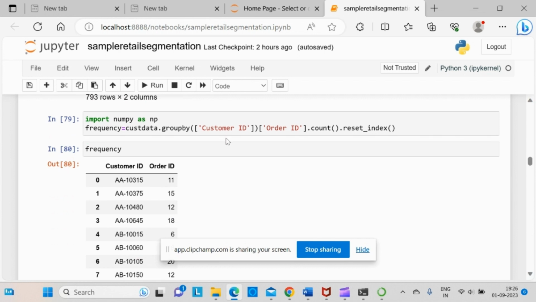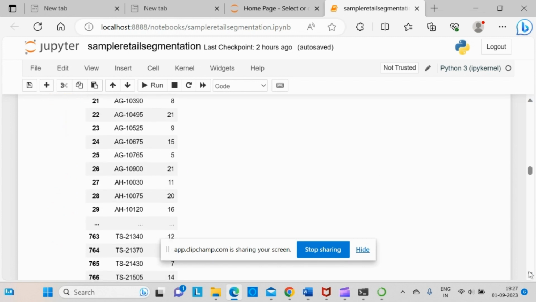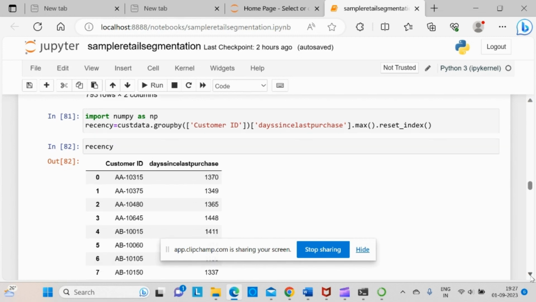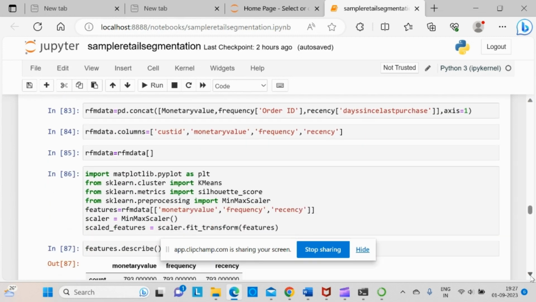Then we will calculate the frequency. So basically, for each customer ID and the order ID, we'll have to count the number of orders the customer has placed. For recency, we will say what was the last value of the days since last purchase. So this will give us the recency, right? We already calculated the days since last purchase. We will run a max on it to get the number of days since the last purchase for each customer. So we have aggregated the data at a customer level. So we have both monetary value, frequency, and recency.